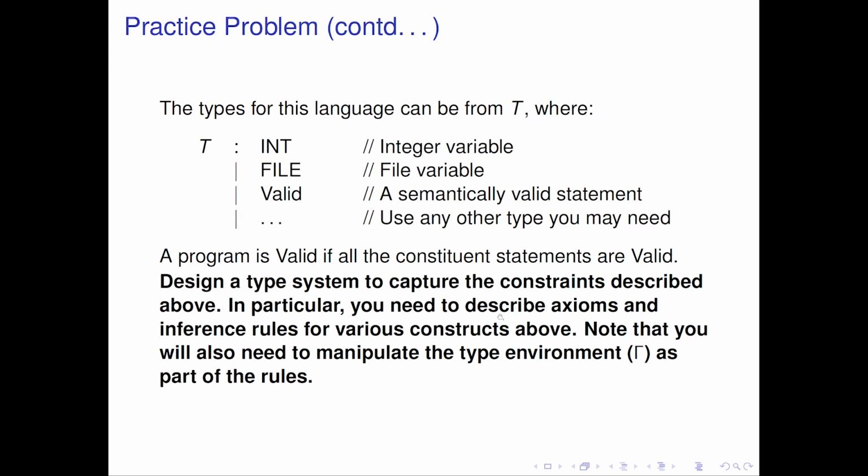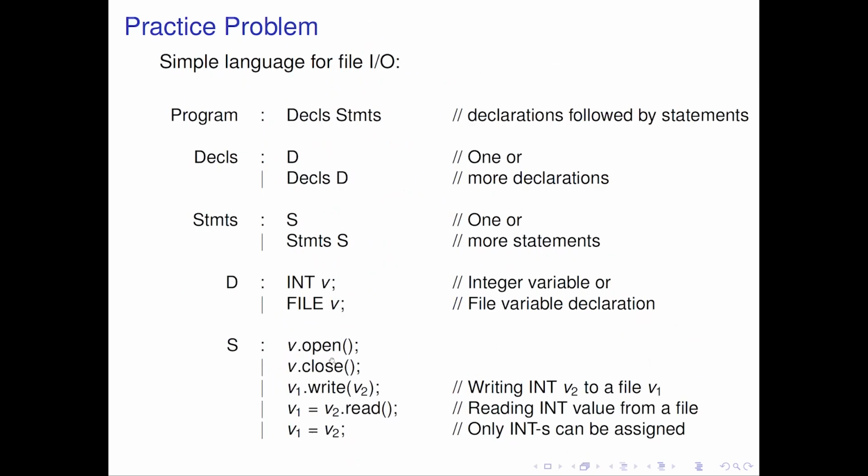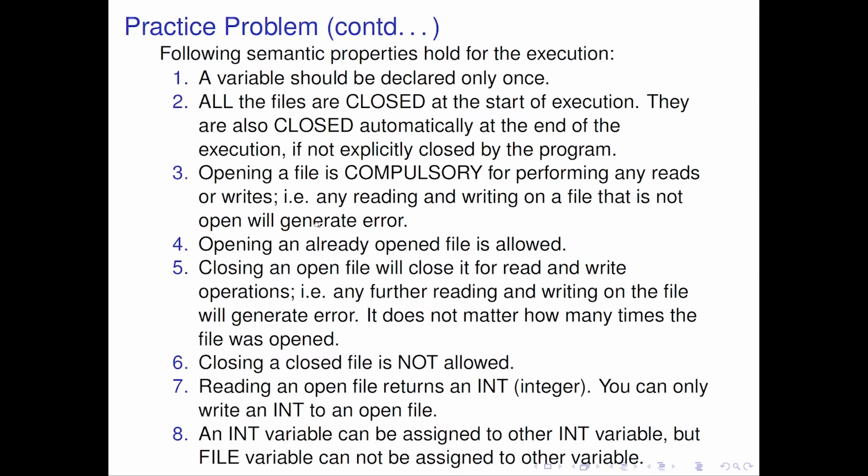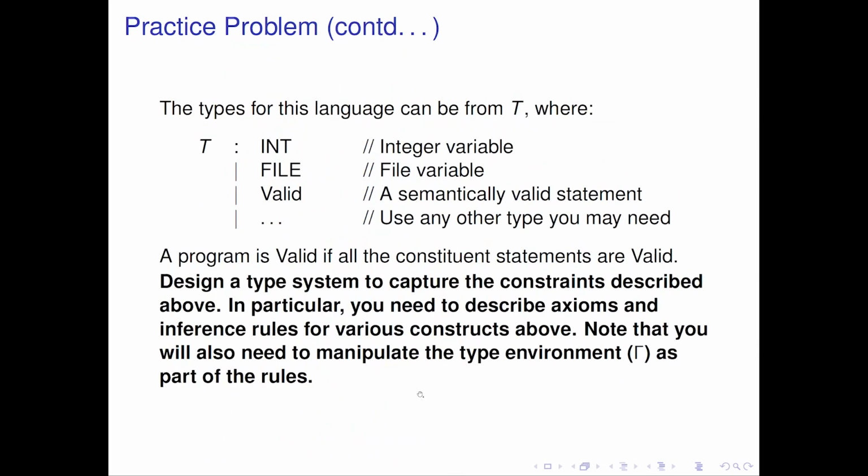In particular, you need to describe some axioms and inference rules for various constructs, all the constructs that I have shown here. So the constraints have to capture these rules. And now there is something which we have not done in our language because we did not have a notion of variable declaration. So you need to have a concept of type environment, which will hold types of variables, file variables, and it also needs to hold which files are open and which files are closed. This has to be written like this.